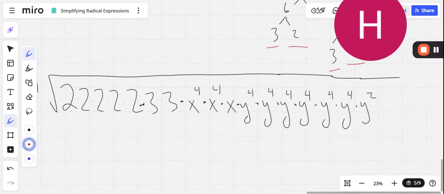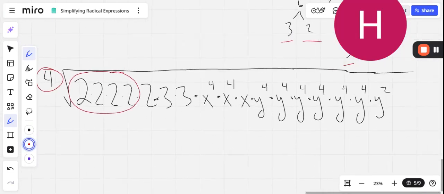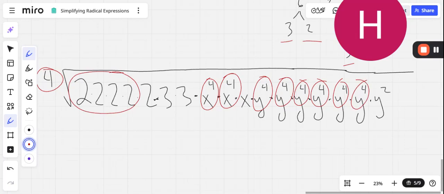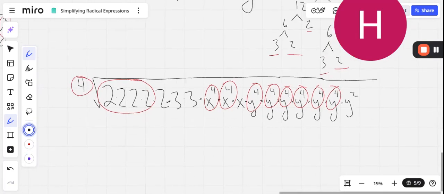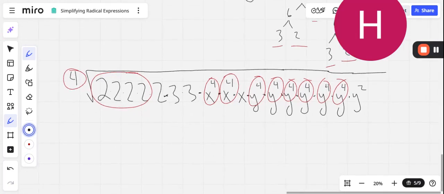So look at all these battles we have going on. 4 warriors per battle, as indicated by the index. There's a battle, there's a battle, there's a battle, there's a battle, there's a battle, there's a battle. Sounds like a tongue twister at this point. So who comes out as a victor? We have 2, we have x, and we have another x, and we have 6 victors of 6 different y battles.